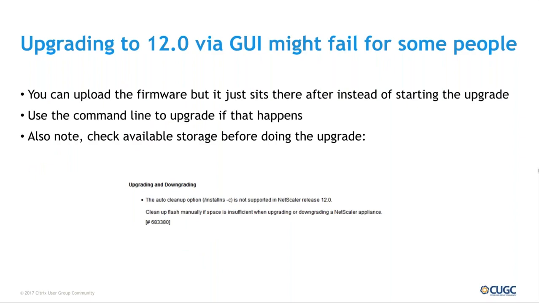So we are aware of some known issues and we have some workarounds for these. Upgrading to 12.0 via the GUI might actually fail for some people. It actually failed on me once, and what I saw was that you upload the firmware and it just sits there. It doesn't actually initiate the upgrade, and you're just kind of sitting there staring at it. It does nothing. So you have to kind of PuTTY in, and then you have to kick off the upgrade manually. And it works fine after that. So that's one workaround.